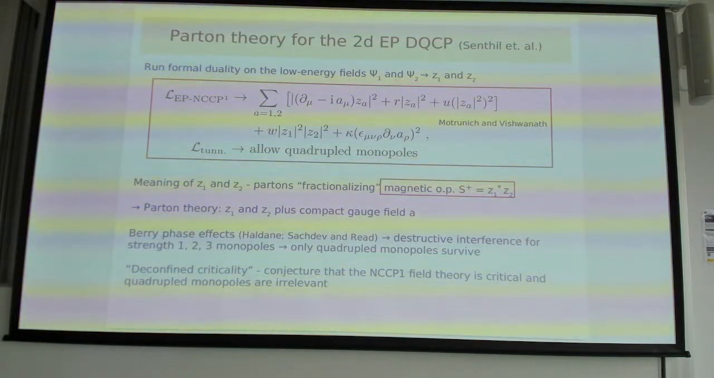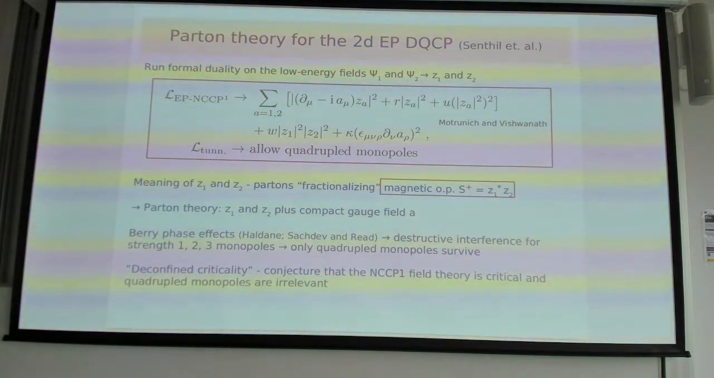You can keep track of what is happening now. Restore these tunneling terms, and what that corresponds to under the duality is that in these degrees of freedom you have to allow quadrupled monopoles in the gauge field. When you carry out this duality, you can actually see this explicitly. And now, what is the interpretation of these fields? Actually, the meaning of them is that they are parton fields fractionalizing the magnetic order parameter.